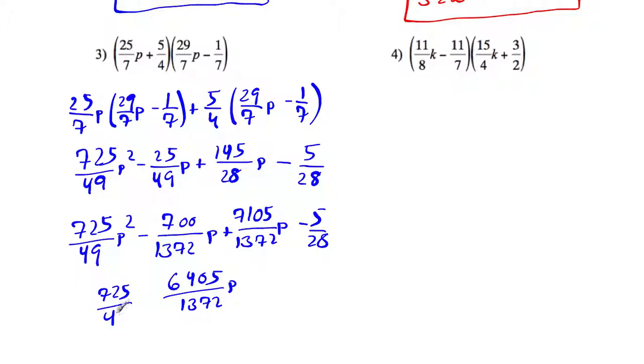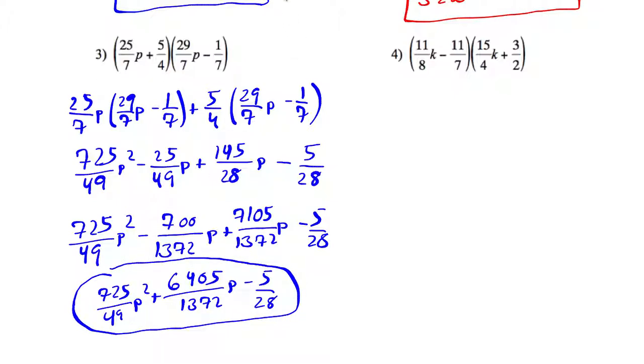725 over 49p squared. This is going to be a positive because this is a lot bigger than this. Minus 5 over 28. So this one has some ugly fractions, but some really good practice. And you'll definitely have this on the test, but certainly not these scary numbers.